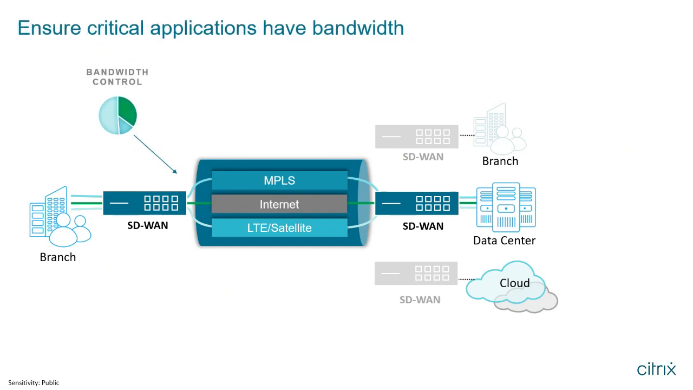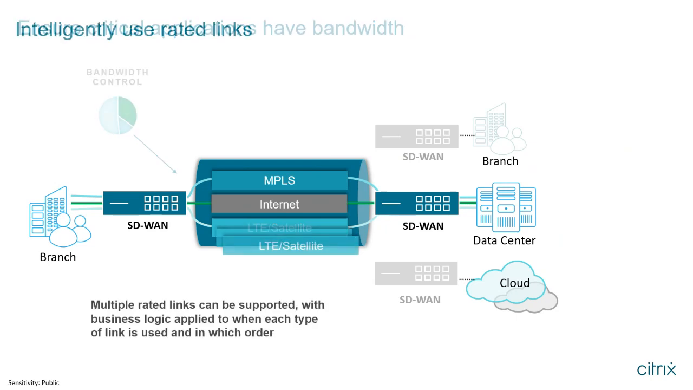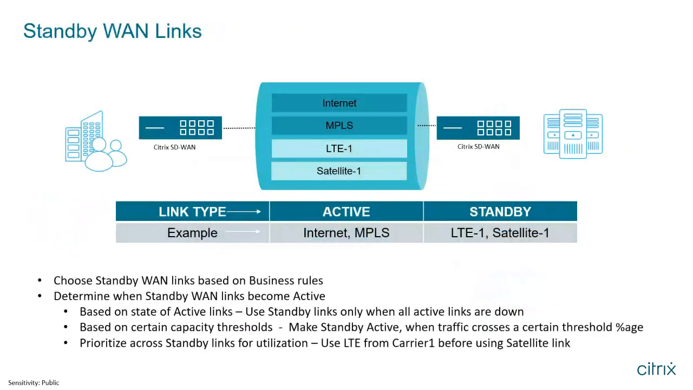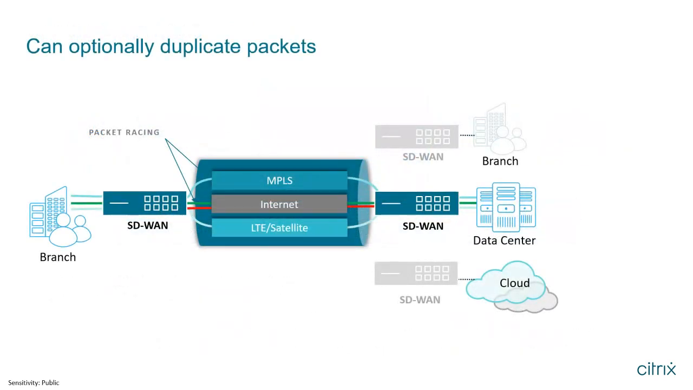So I can control the bandwidth by utilizing all of those circuits, or I can add some business logic to them to potentially use primarily the MPLS and the internet, and then use an LTE or satellite link once a certain bandwidth threshold has been met, or if a line were to be down. And that would be a standby link. So you can see that there's quite a few options here.